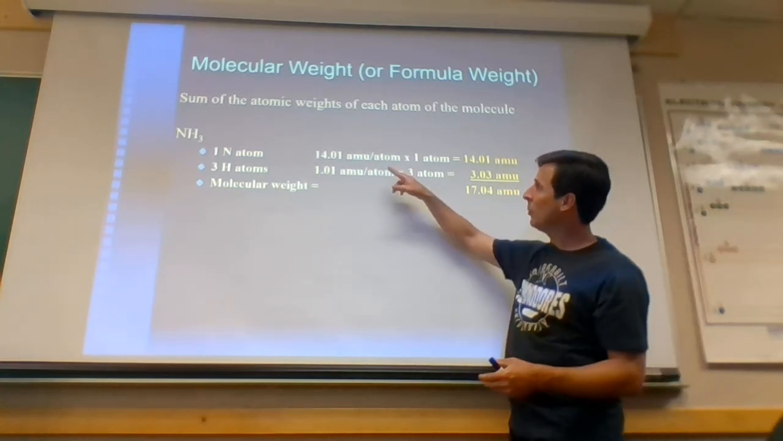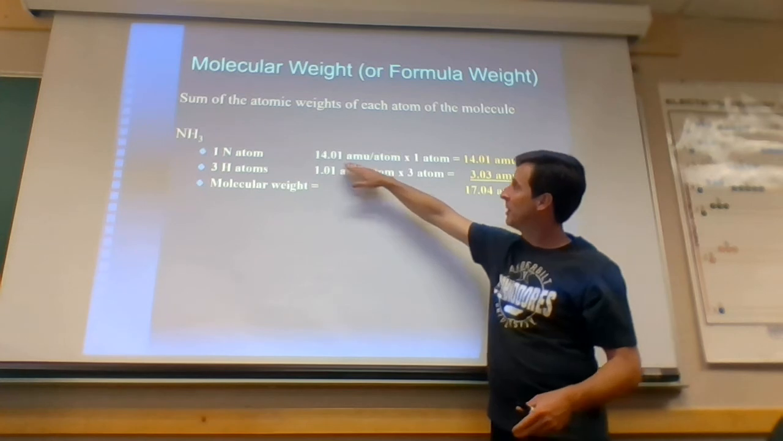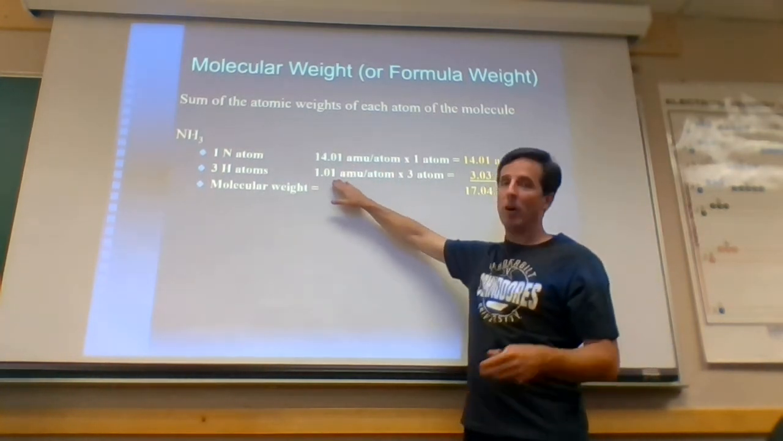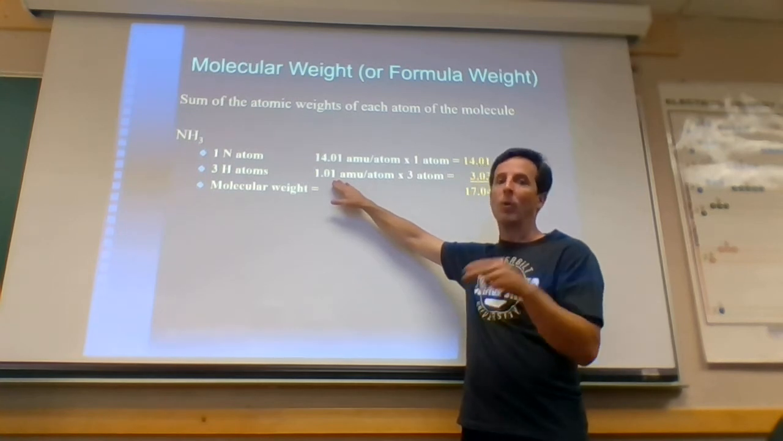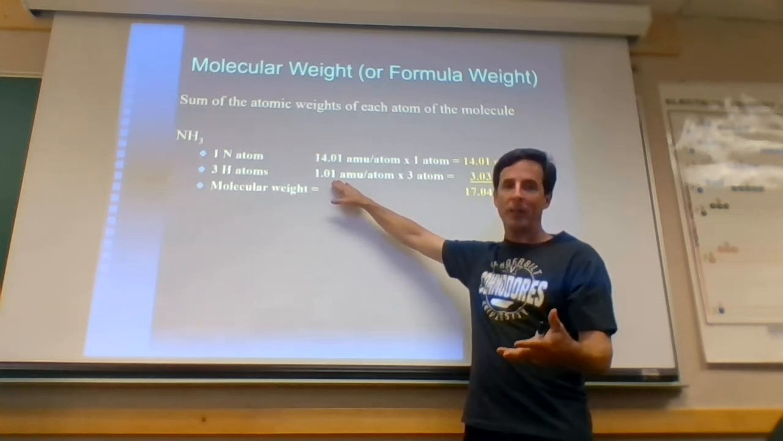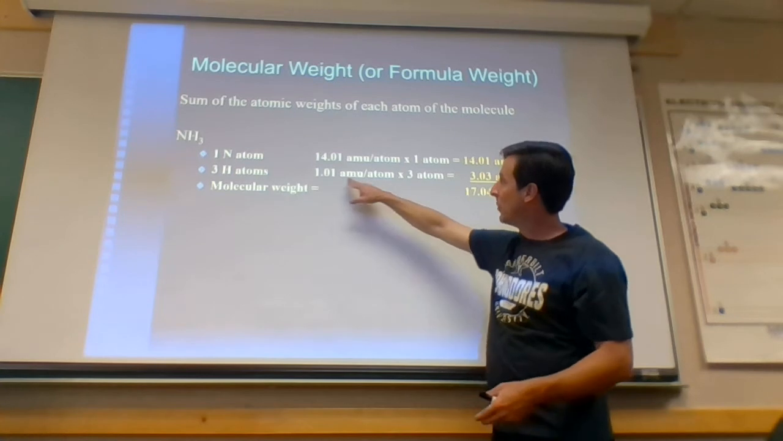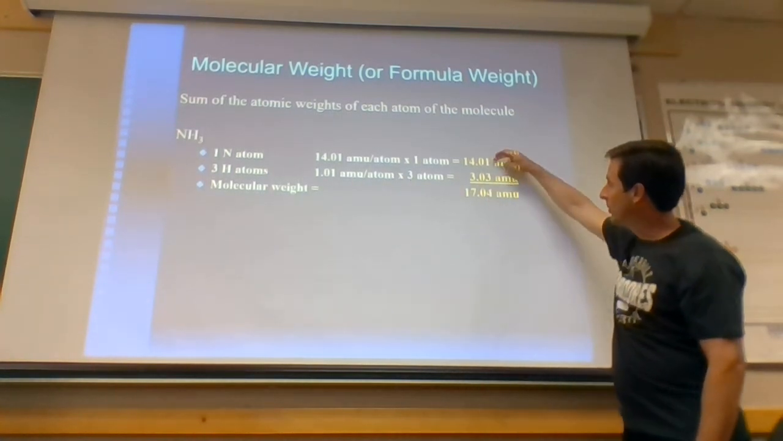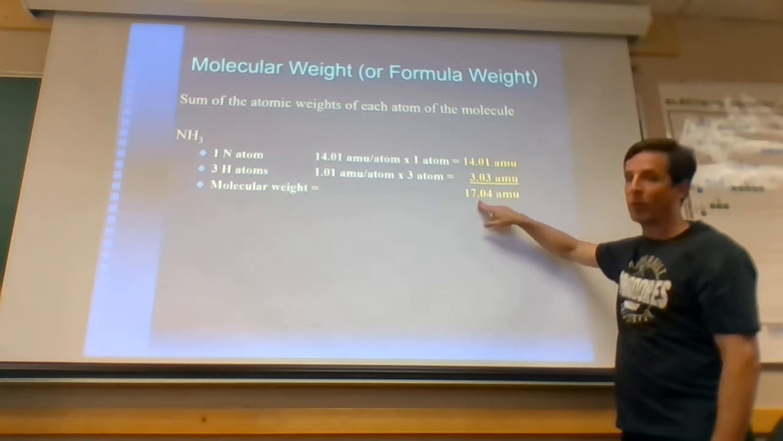So we use the average weight of nitrogen, which is 14.01. The average weight of hydrogen is 1.0079 or 1.01, depending on where you round it. But there are 3 hydrogens, so you multiply by 3. That's the weight from hydrogen, that's the weight from nitrogen. Add them together, that's the total weight.